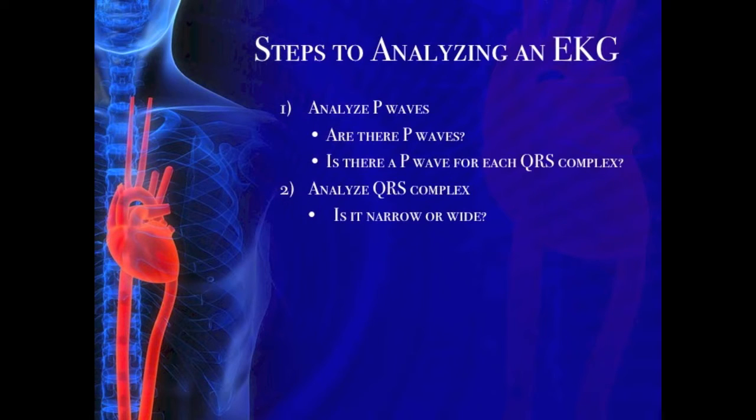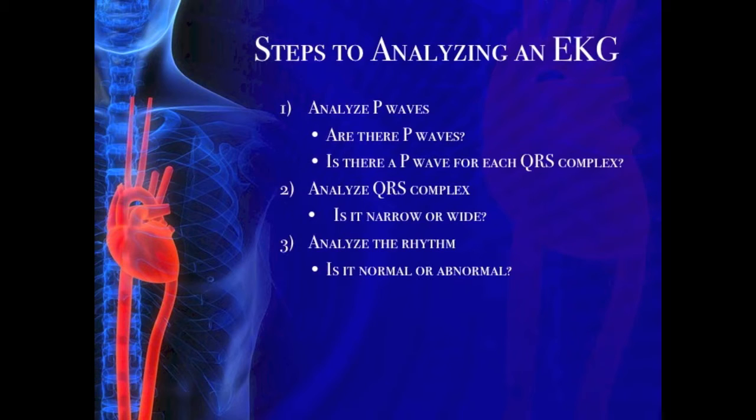Step number 2 is to analyze the QRS complex. Is it narrow or is it wide? Narrow would be a QRS complex less than 0.12 seconds, whereas wide would be a QRS complex more than 0.12 seconds. Normal duration of the QRS complex should be between 0.06 and 0.1 seconds.